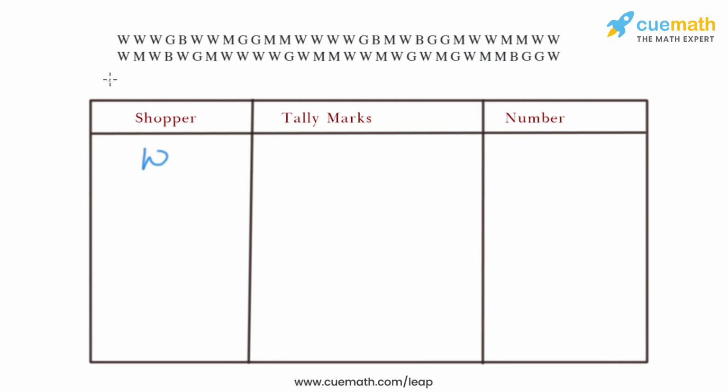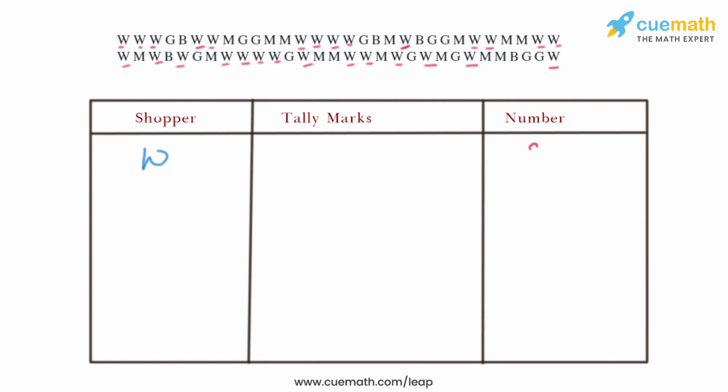So let's start with W and count how many there are. 1, 2, 3, 4, 5, 6, 7, 8, 9, 10, 11, 12, 13, 14, 15, 16, 17, 18, 19, 20, 21, 22, 23, 24, 25, 26, 27, and one more is left over, that is 28. So the number of women is 28.